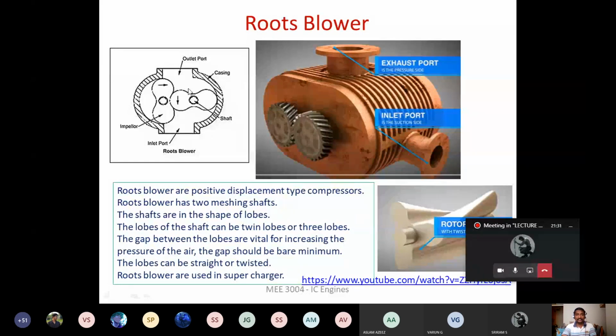And the meshing part can be a 2 lobe or you can have 3 lobe also. Here in this diagram you can see this is 1, 2 and 3. There are 3 lobes here, right, in one shaft. And similar to this, you will be having one more. And these two will mesh with each other. Okay. And the space available between the two meshing components will be minimum.